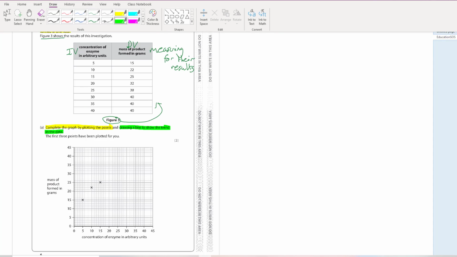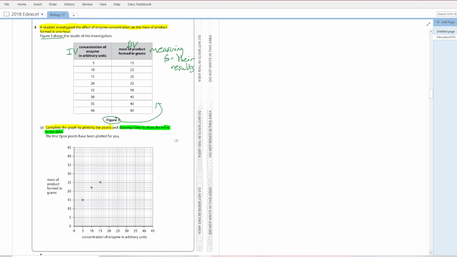And very helpfully, they've drawn the first 3 points for us. So this is 1, 2, 3. So all we have to do is plot the other points. To plot them, at 20, it's 32, so there's 20, that's the concentration in arbitrary units. You go up 31, 32, and I'm going to draw a small little cross. Tick that one off as I've done it.